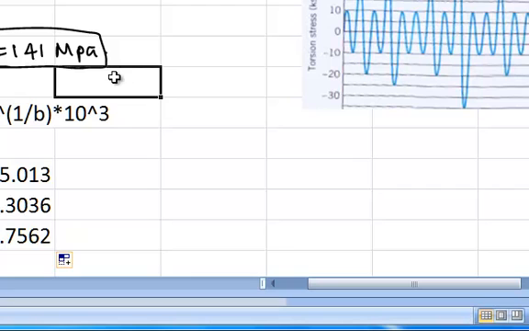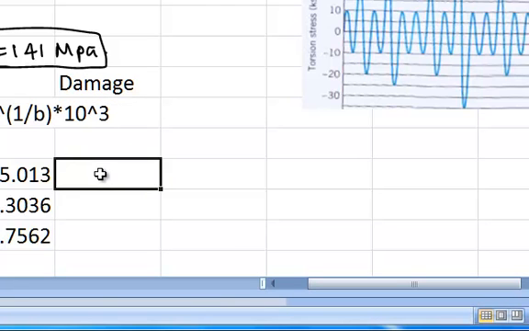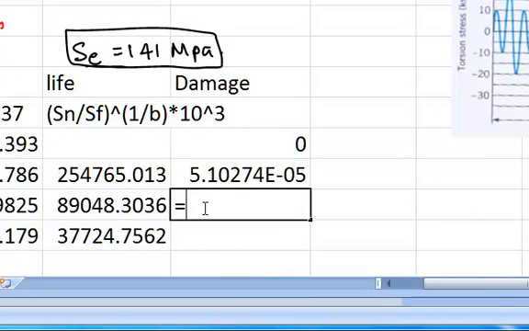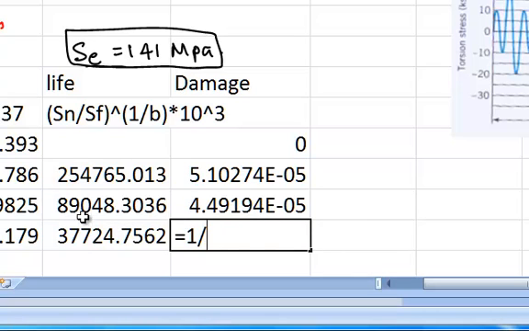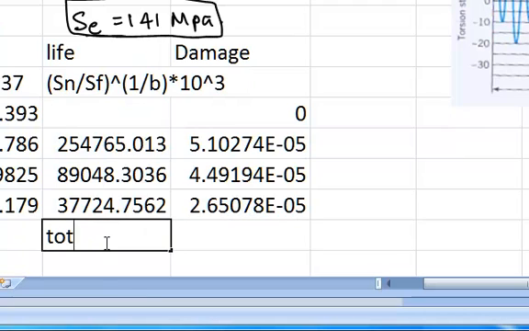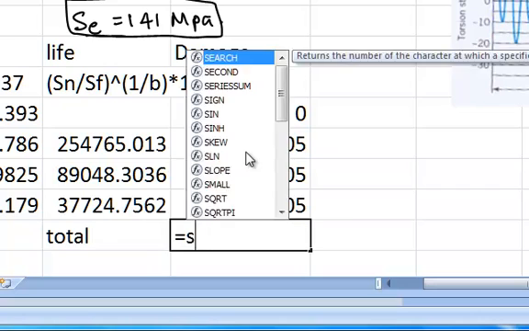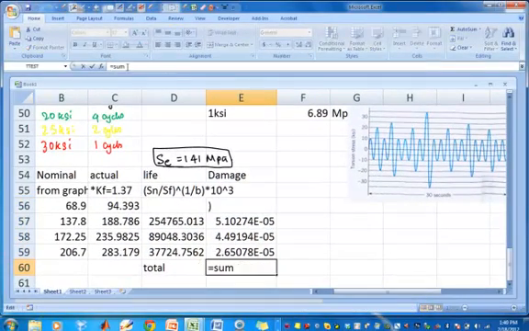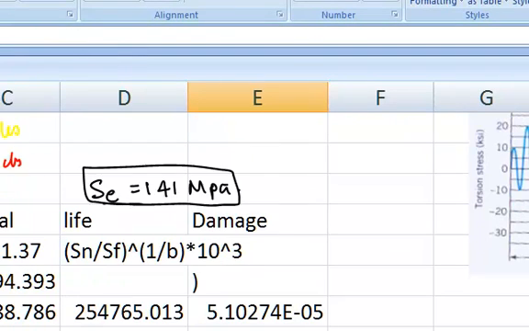Okay, now you can calculate damage. So for the first one, the damage is zero. There's no damage because of the first one. For the second one, it is 13 divided by that number. It's equal to 13 cycles divided by that number. This is equal to 4 cycles divided by this number. This is equal to 1 cycle divided by that number. So total, sum of these four, sorry, so you suffer that much damage, so let me write down what it means.